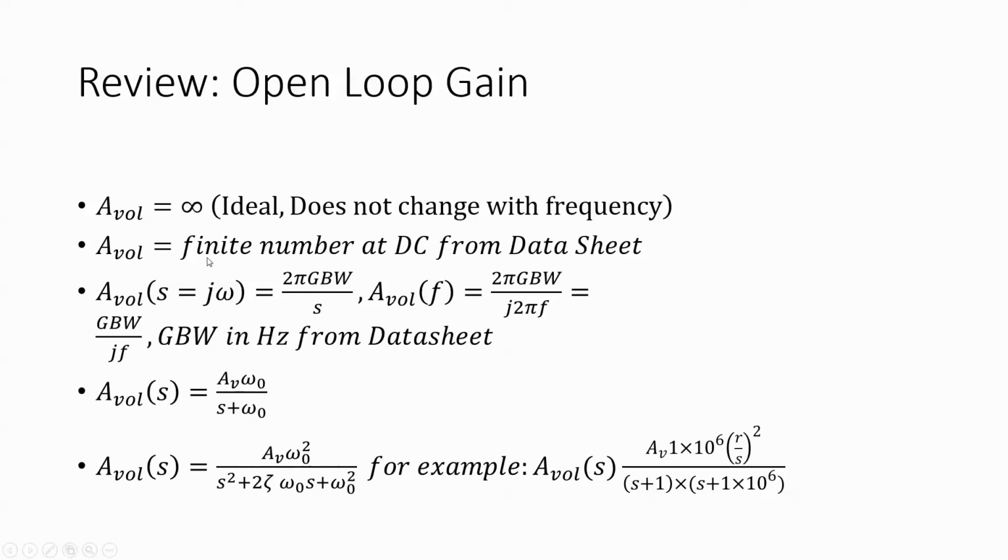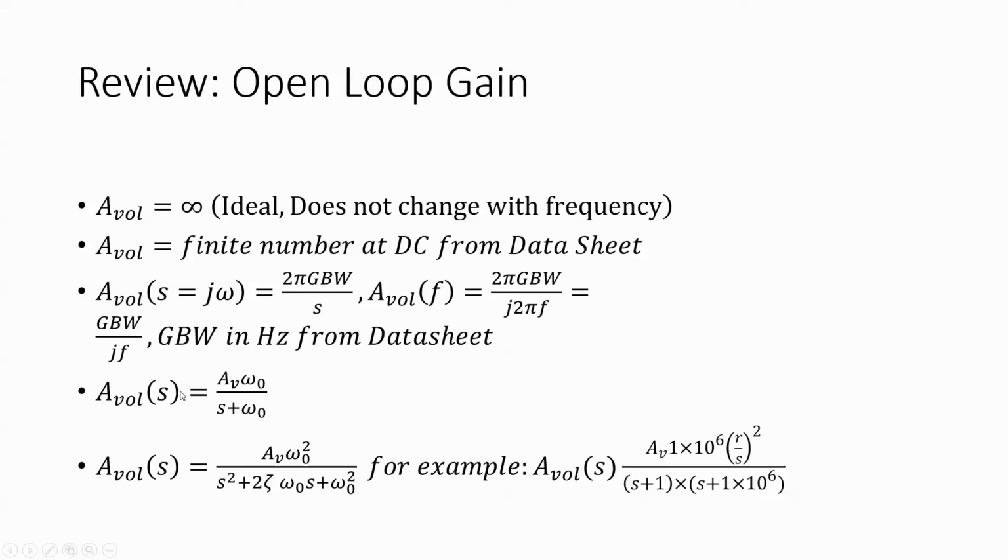Then if the open loop gain is some finite number instead of infinity, you can calculate what the error will be at DC, but still no frequency dependence. Then we have the first model that deals with the frequency dependence, where we set s equal to j omega, and we can use 2 pi times the gain bandwidth, which is in hertz from the data sheet, divided by s. This can be simplified to the open loop gain as a function of frequency when you're doing Bode plots and frequency in hertz instead of radians.